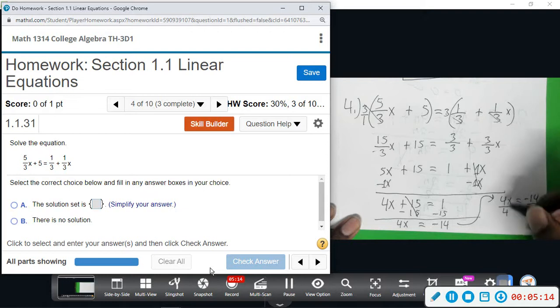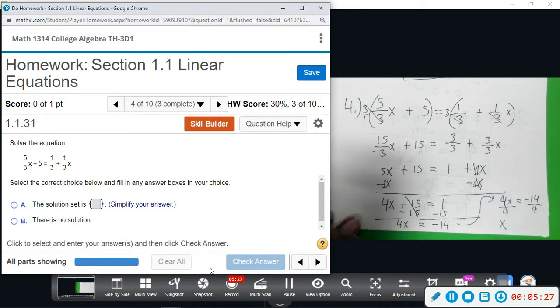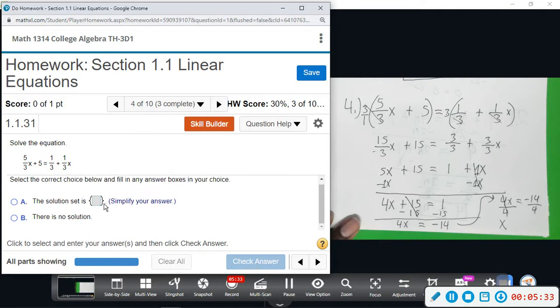Divide by 4. 4 divided by 4 is 1. Bring down the x. Now, this will not divide evenly. Do not convert it into a decimal unless you're told to do so. So if you look at the screen, it doesn't say. It says the solution set is. It just says simplify your answer. So I always prefer fractions. Both these numbers are even, so they're divisible by 2. So divide by 2 gives you a negative 7 on top. Divide by 2. 4 divided by 2 is 2. So this is your answer in lowest terms.